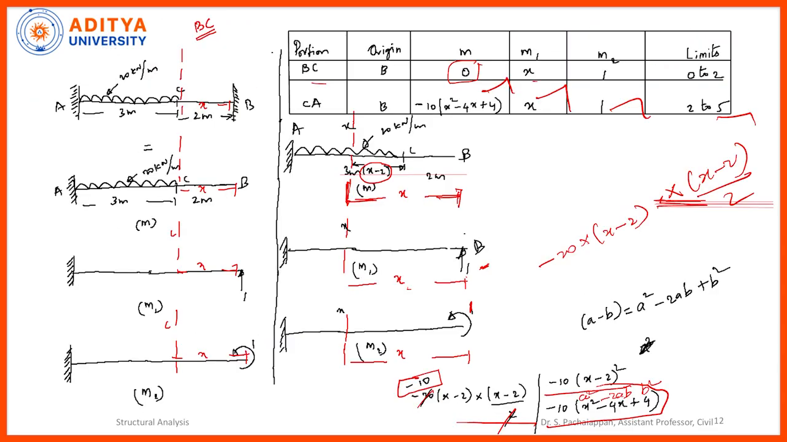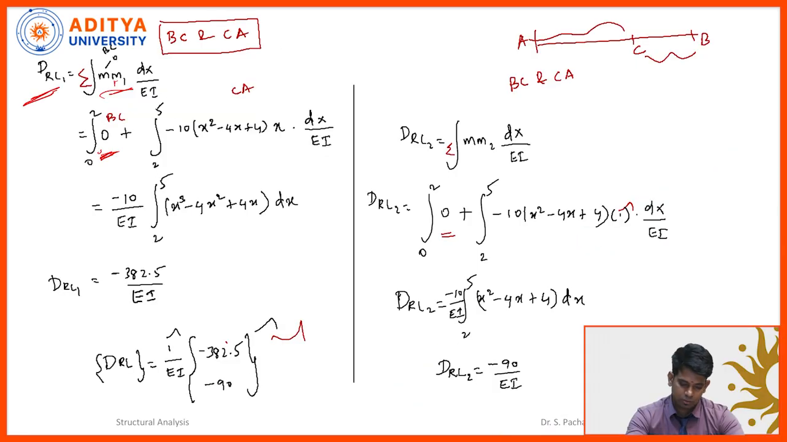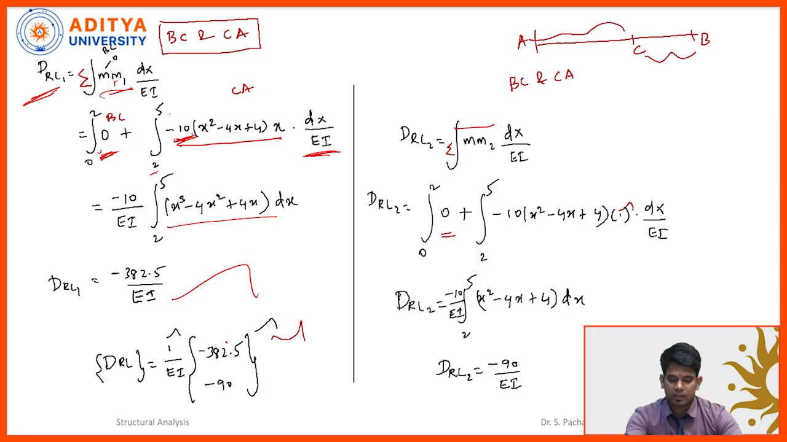Now what about the remaining things? Here also for the portion of CA, this is the M value and this is the M1 value. So that's what is written here. And then we are integrating 0 to 5. This 10 and this 10 I am taking outside, and then EI also I am taking outside. So minus 10 by EI is taken outside, and then this is the equation. Integrating and then substituting the upper limit minus lower limit, we will be getting this value. In a similar way we are going to do it for M multiplied by M2 also. I am getting DRL2 as minus 90 by EI.